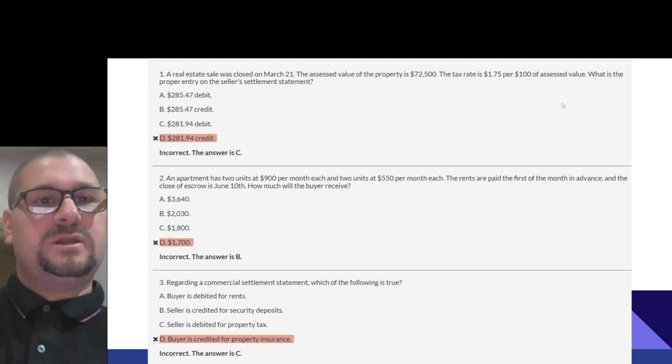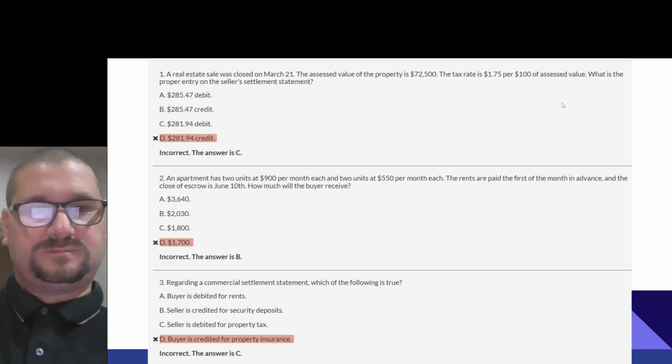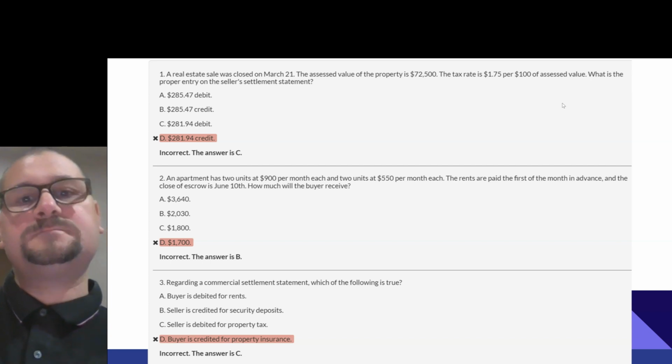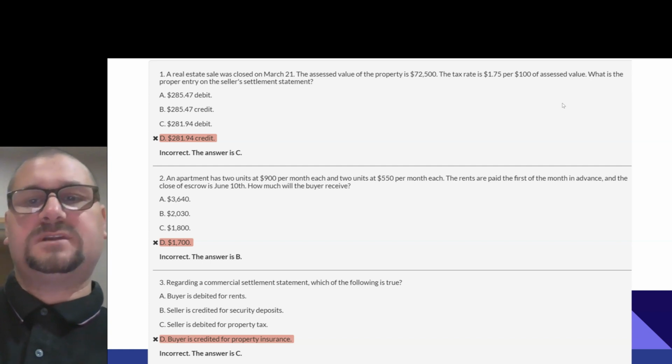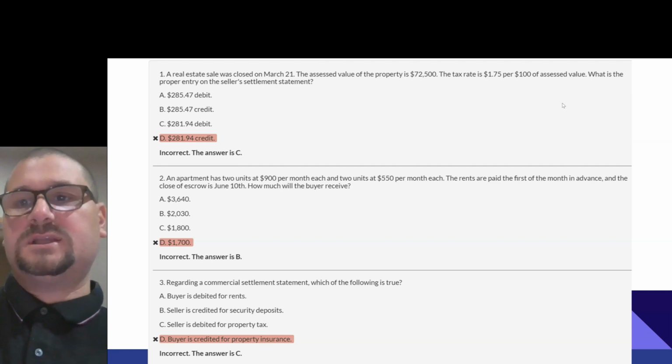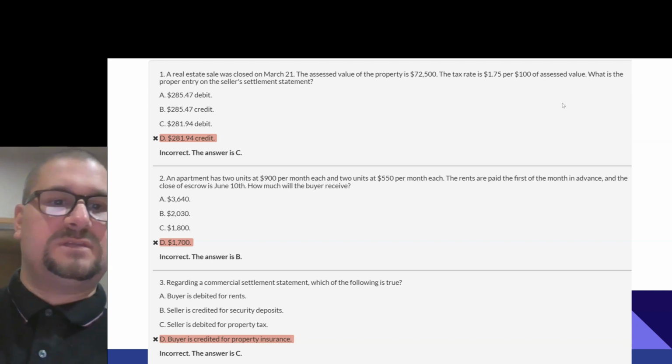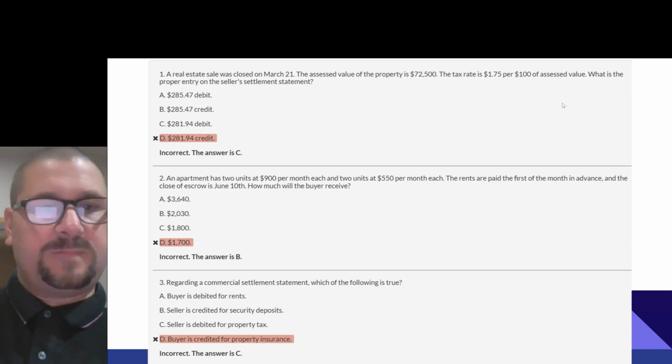An apartment has 2 units at $900 per month each, and 2 units at $550 per month each. The rents are paid the first of the month in advance, and the close of escrow is June 10th. How much will the buyer receive? So you're going to have to do some math. It is B, $2,030.